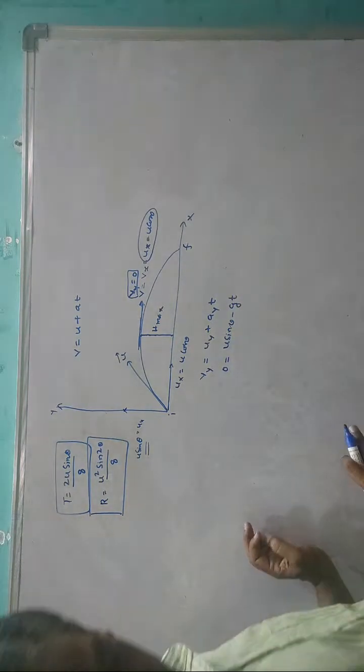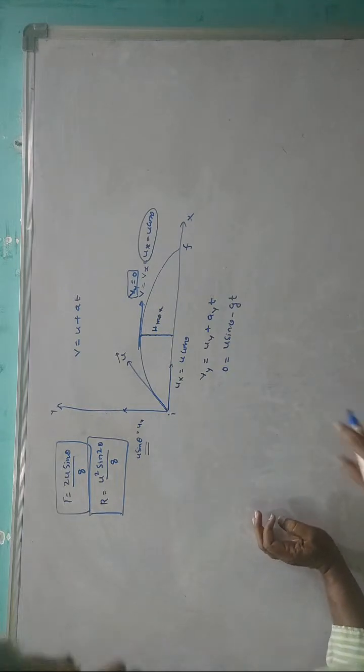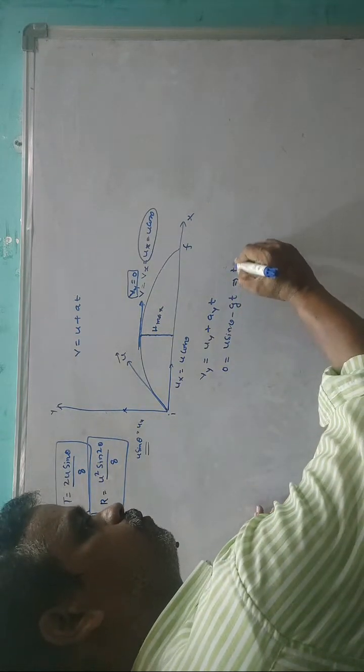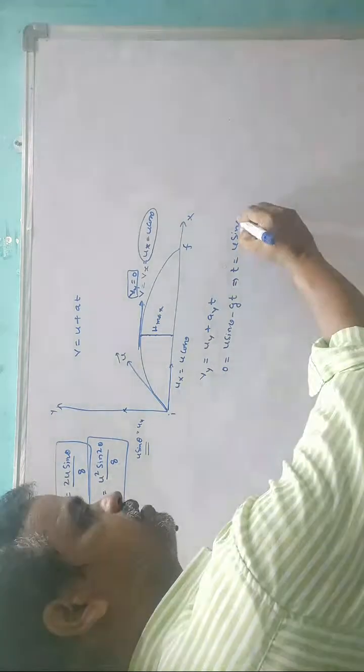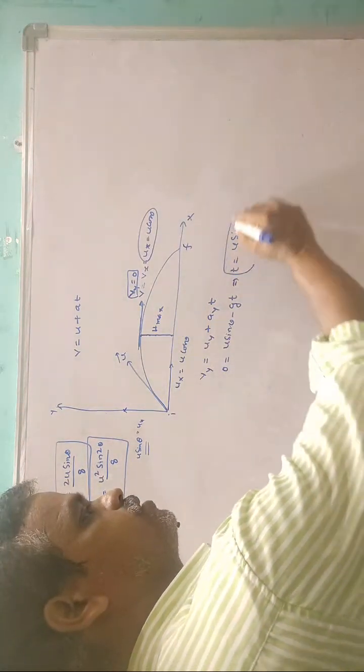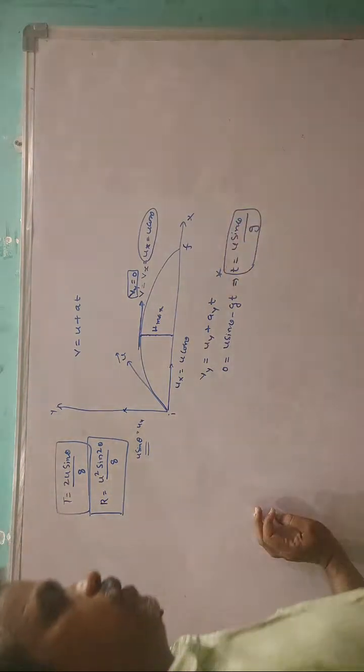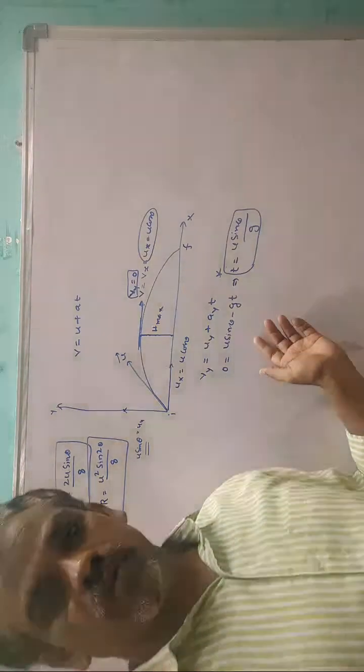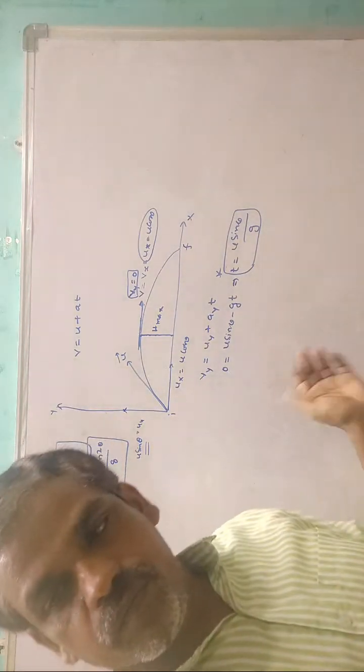So what happens here? t equal to u sin theta by g. We just copy it, this one. Just copy it. After that, just message me, it is okay.